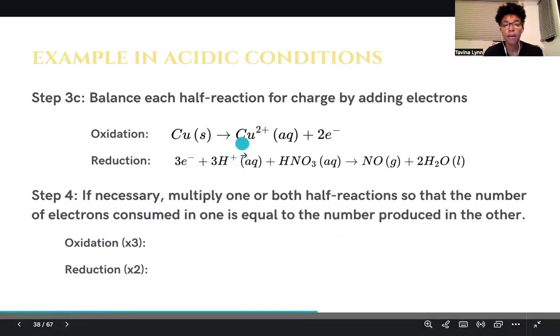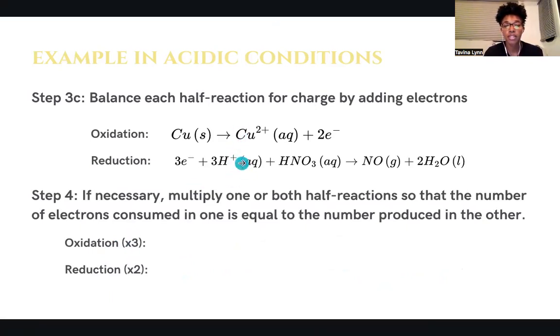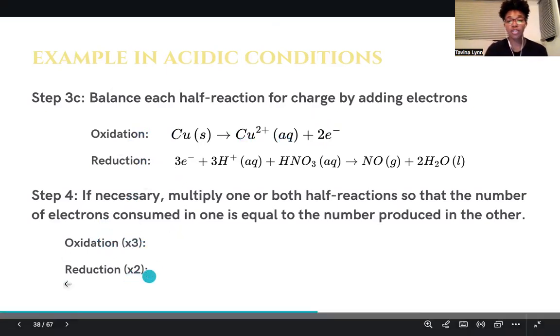So now we're going to multiply one or both half reactions so that we have the same number of electrons consumed in our reduction half reaction as the same amount that's produced in our oxidation step. So we have 2 electrons that's produced in our oxidation half reaction and 3 that's consumed in our reduction step. So we need to multiply our oxidation half reaction by 3 and our reduction by 2 so that we can balance the electrons.